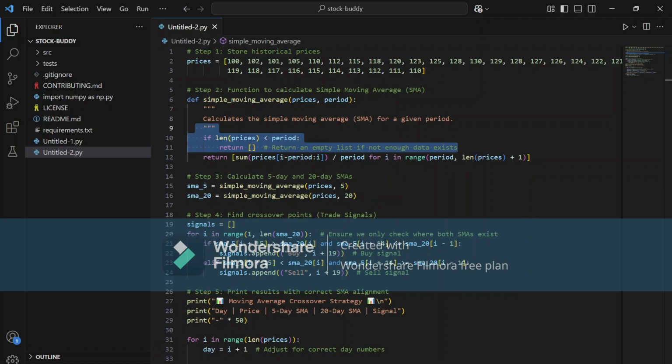If there aren't enough prices to calculate the average, we're gonna return an empty list. So if we only have 3 days of prices, but we need a 5 day average, it won't work. So that's why we had those NAs.